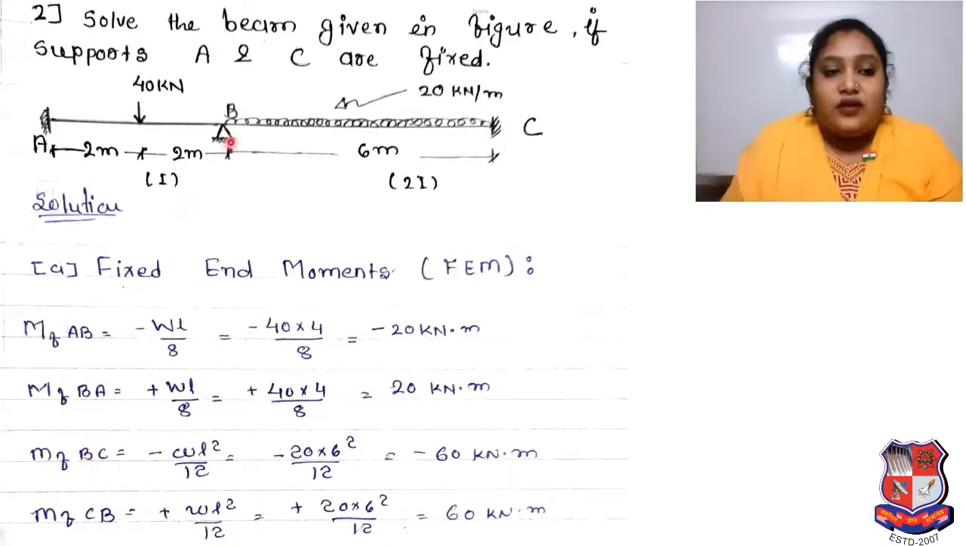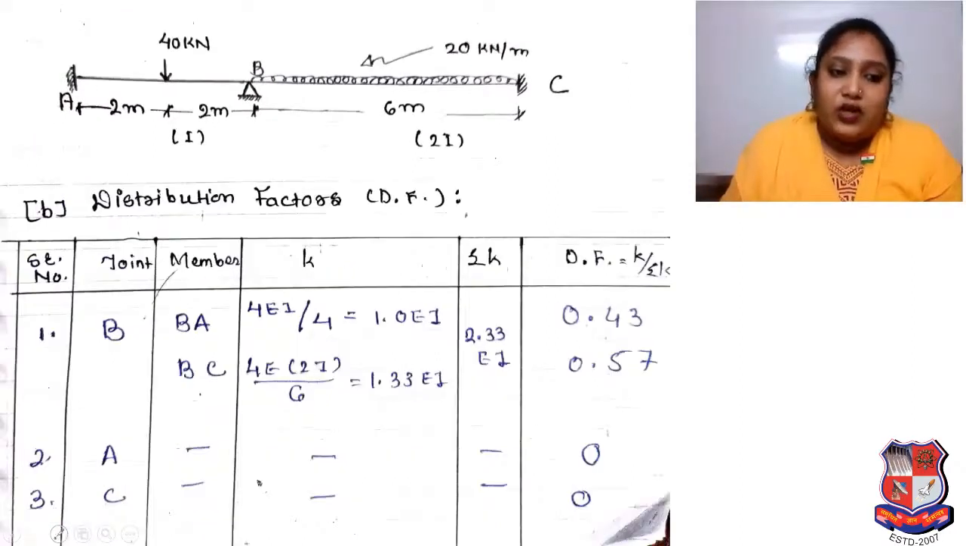Now the fixed end moment for BC is negative, minus WL square by 12, and for CB positive WL square by 12. So as per that, minus 20 into 6 square by 12 and plus 20 into 6 square by 12. So it is negative 60 kilonewton meter for BC, and for the fixed end moment at CB positive 60 kilonewton meter. So whatever we did in the previous problem, the same we follow over here. So your fundamentals regarding how to calculate the problem will be more clear.